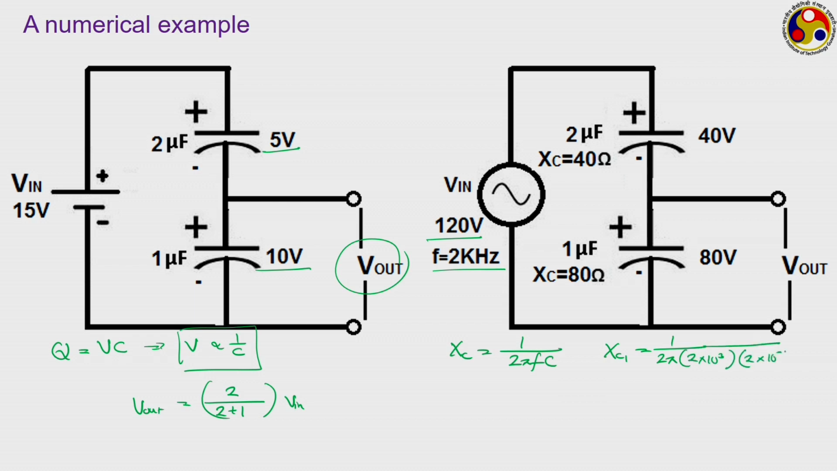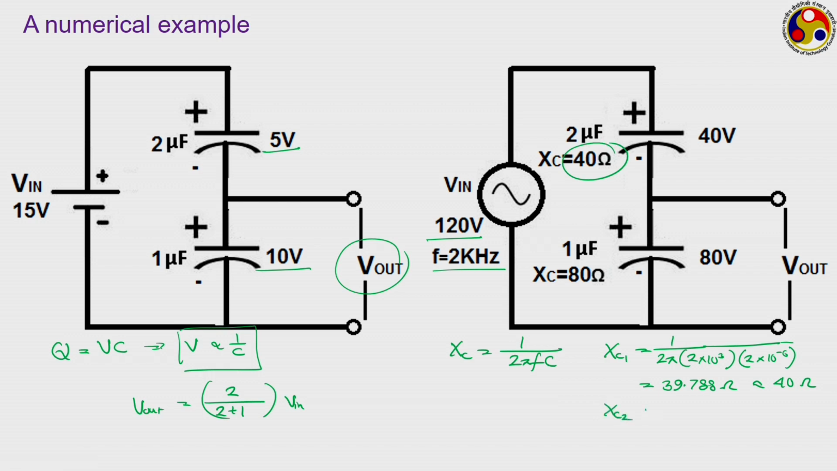So, 2 into 10 to the power minus 6. If you put the values, it is going to be coming as 39.788 ohm, which can be approximated to be equal to 40 ohm, just shown here.